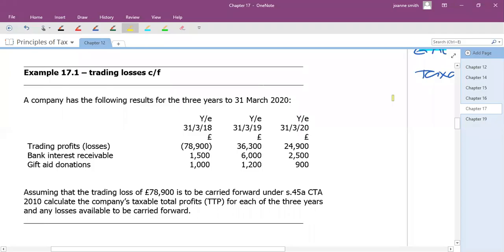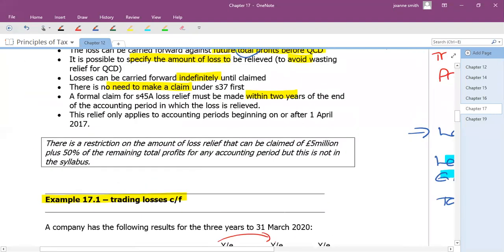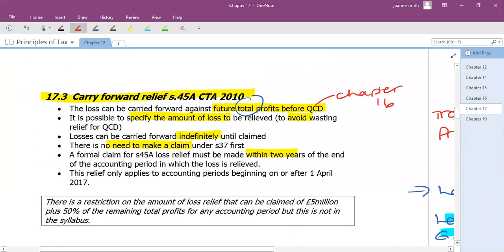So what we've got now is a losses question, for example, 17.1, and it's an example where we're going to carry these losses forward. That's what we've decided to do. So we're not going to do anything with that 78,900 in terms of the other options. We're just going to say, what I want to do is carry it forward. Okay, so remember what carried forward means. It's carry forward against the future total profits.